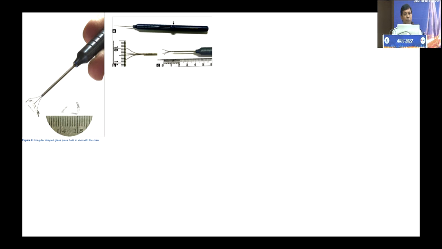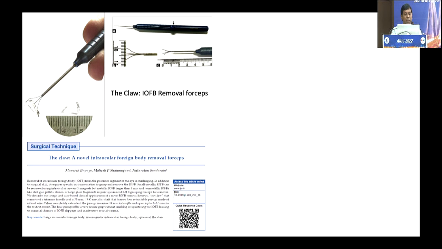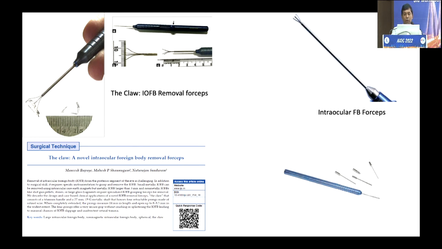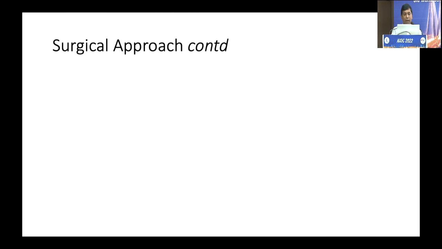Now, intraocular foreign body forceps for removing non-magnetic foreign bodies. We now have excellent foreign body forceps. This forceps has been designed by our own Dr. Manish Bapai. It's called the claw IOFB removal forceps. Other than that, we have other intraocular forceps and various types of magnets.